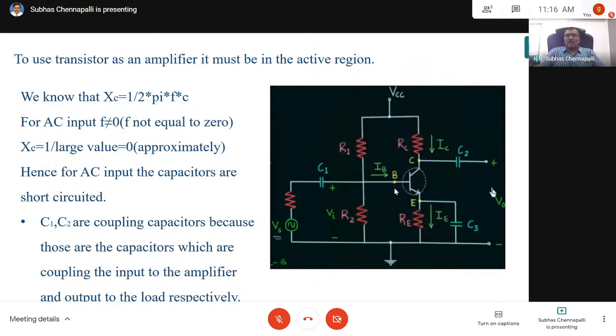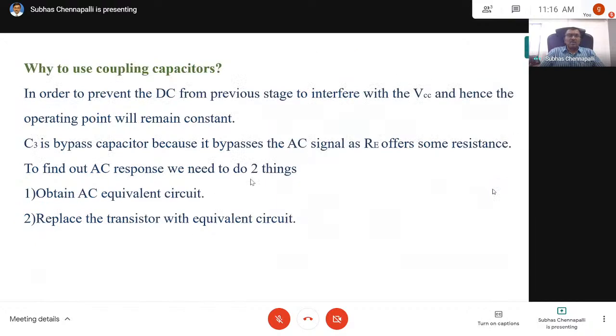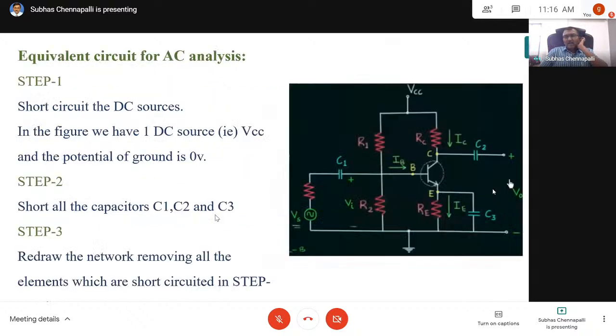So first, with respect to these resistors, you arrive at the AC equivalent circuit. After that, you replace the transistor with the model, H parameter model, or re model, or pi model. So that's what is to find out the AC response of the circuit. We need to do two things: obtain the AC equivalent circuit, and replace the transistor with its equivalent circuit. This is step one.